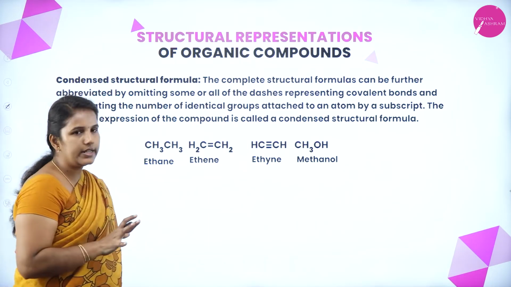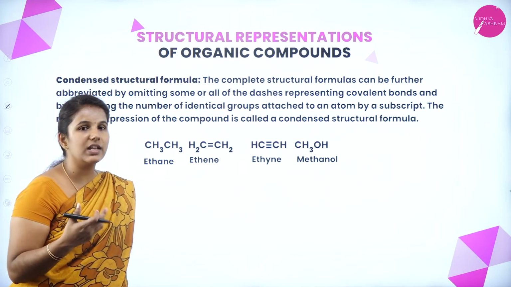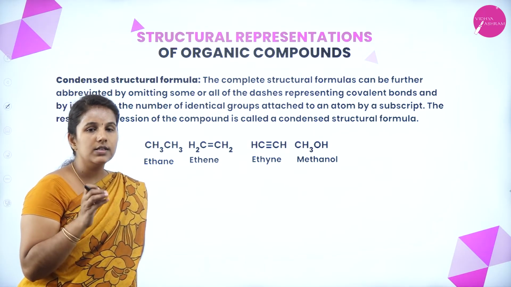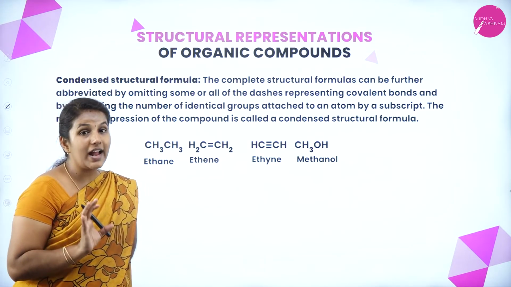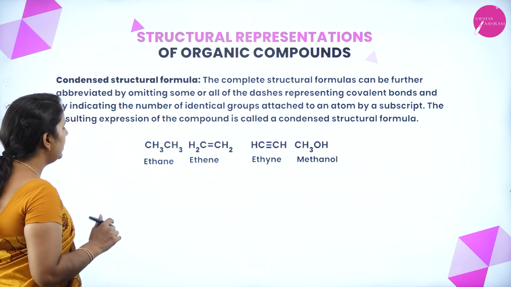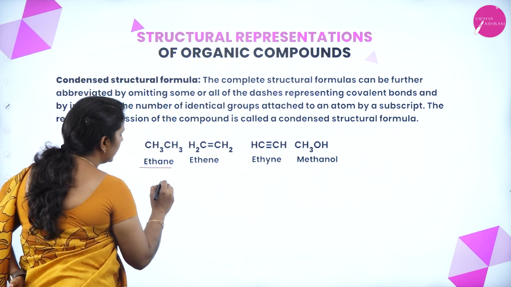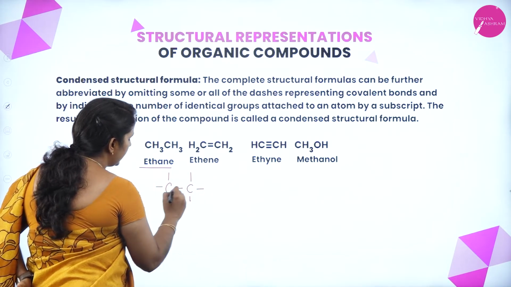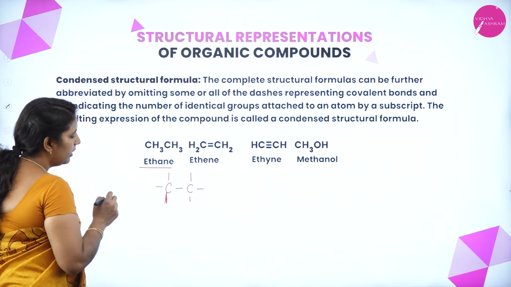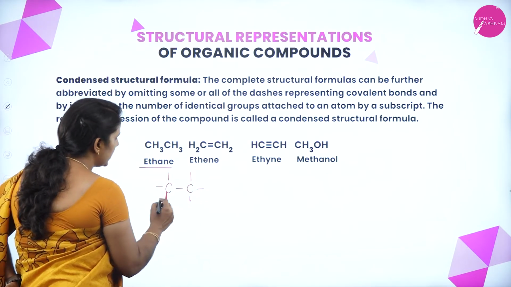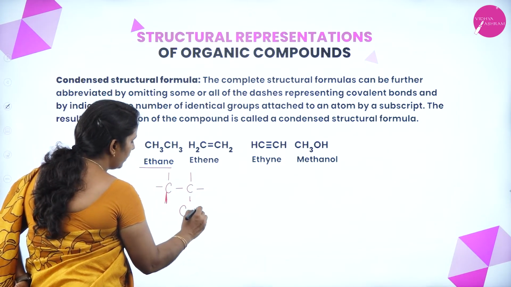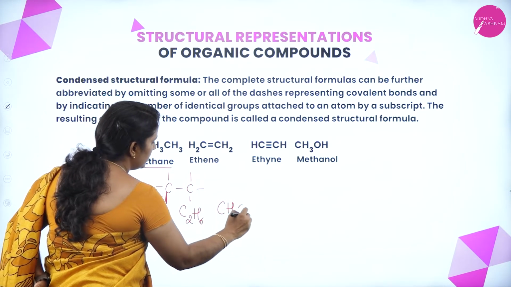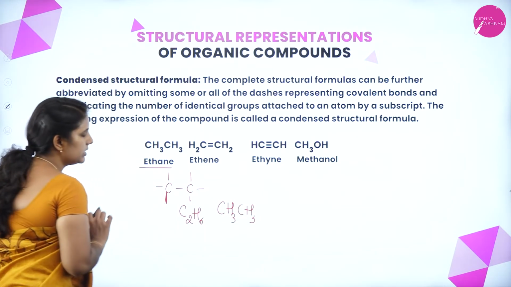Next we have condensed structure. You are omitting the bonds and you are writing the structure of the given compound without any bond. Such structure we call it as what? Condensed structure. For example, in the ethane, we know that we used to represent it like that. Now, if you omit these bonds and write it as C2H6 or CH3CH3 also, it is correct.